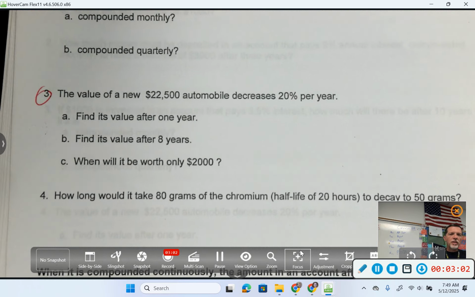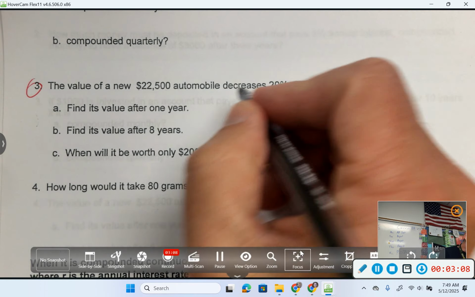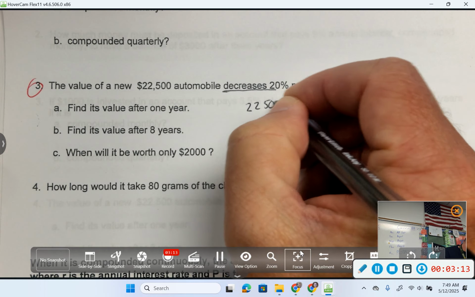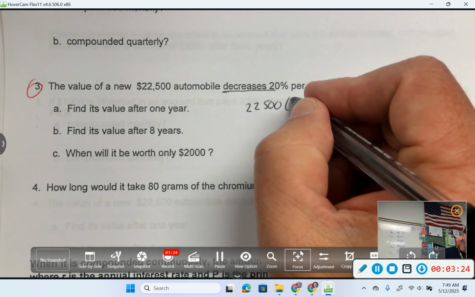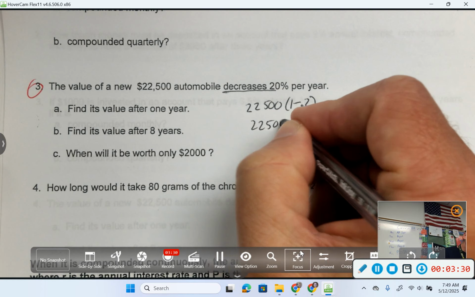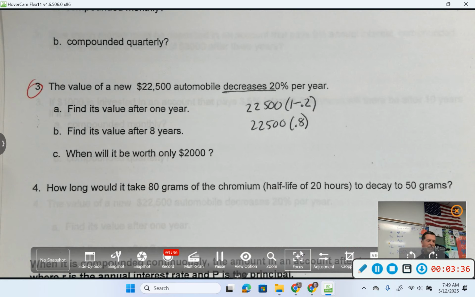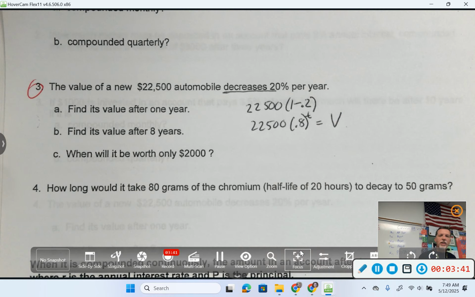All right, number 3. The value of a $22,500 automobile decreases 20% per year. So what should I multiply by to get its new value? 0.8, right? It loses 0.2, which means I should multiply by 0.8. You can do 1 minus 0.2 if you want to know where that came from, but 22,500 times 0.8 to the t or x, however you want to phrase that. That's my formula for, I guess, v for value.